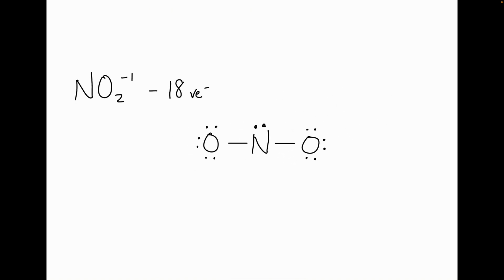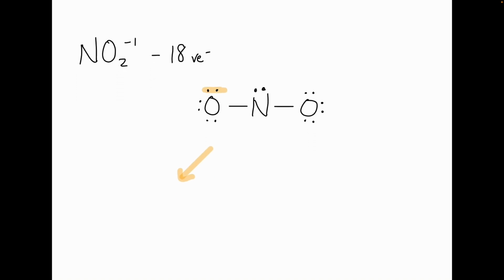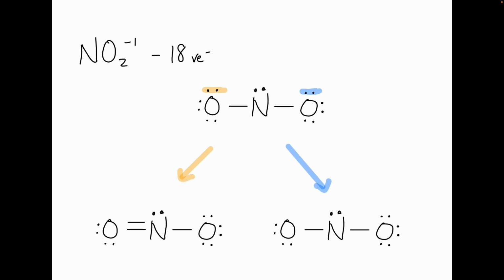We have these 2 oxygens, one on either side. We can either take a lone pair from the one on the left here and make a double bond with our nitrogen, or we can take a lone pair from the oxygen on the right-hand side and bring that down to make a double bond.